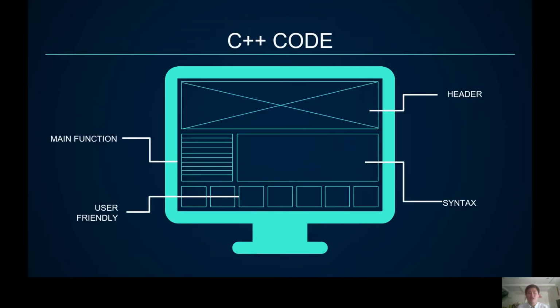Next, let us look at the real C++ code. The real C++ code is different from the pseudocode because it must have the proper header and a main function, and it must be syntactically correct. This means the computer understands what the program says, and it must be able to show user-friendly messages, such as a greeting message and a thank you message at the start or the end of the program.